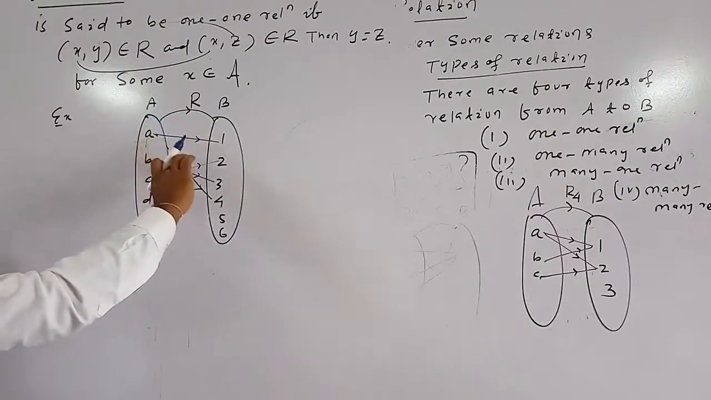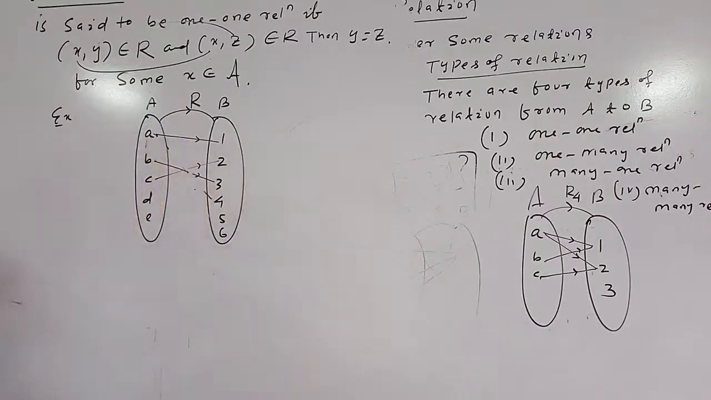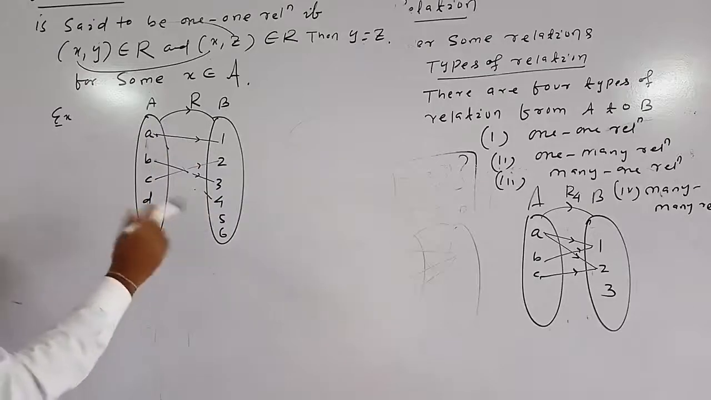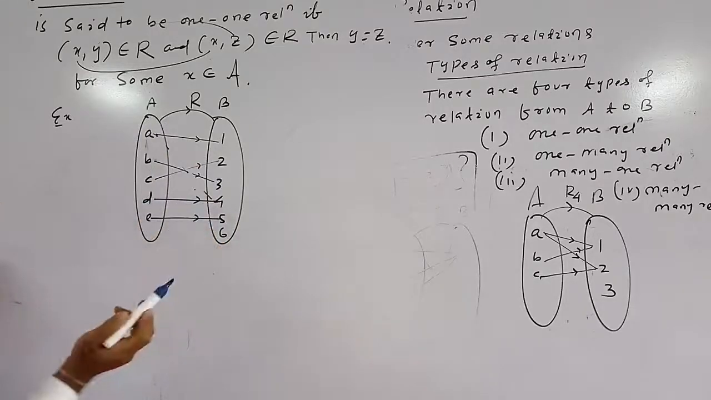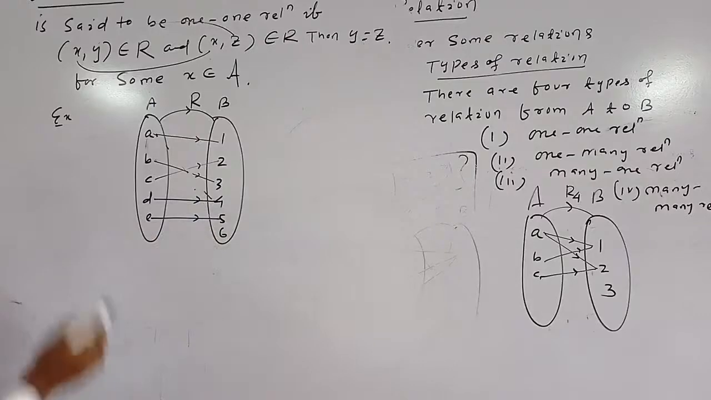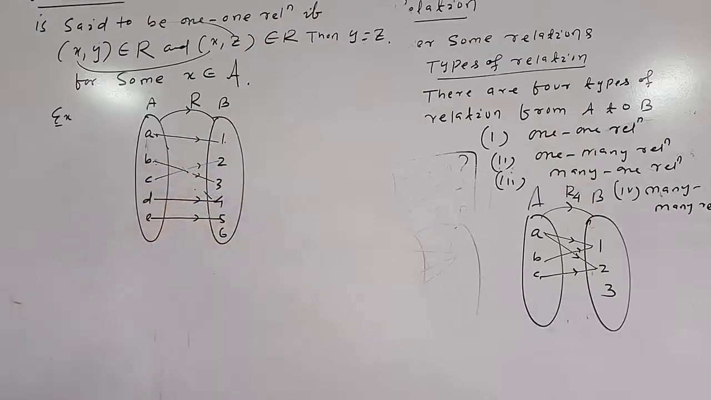So we have to cancel this. If we cancel the A mark, then this is a one-one relation. Or you can take D related to 4, E related to 5. This is also a one-one relation. Even if you keep only A1, B2 or B3, that is also a one-one relation.